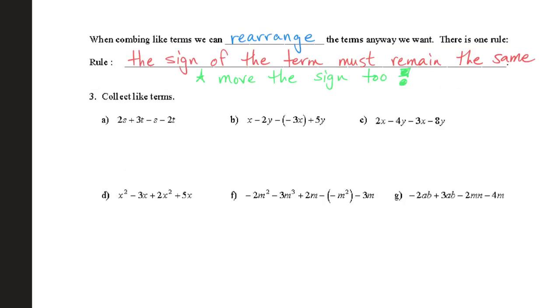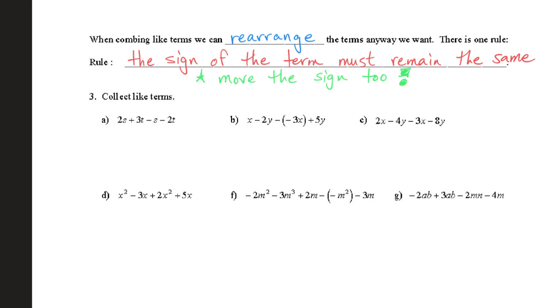Okay, our last group of problems. So what you see at the top of the screen then is just kind of a process, a little reminder for us. When we're combining like terms, we can rearrange the terms any way we want. So you can do that by physically writing it on the page, or you can do that in your head. There is one rule. And the rule kind of applies. It's not like a hard set rule that you must follow. It's more a concept that has to be consistent. The sign of the term has to remain the same. So for any movers, you just have to be conscious that you have to move the sign too.